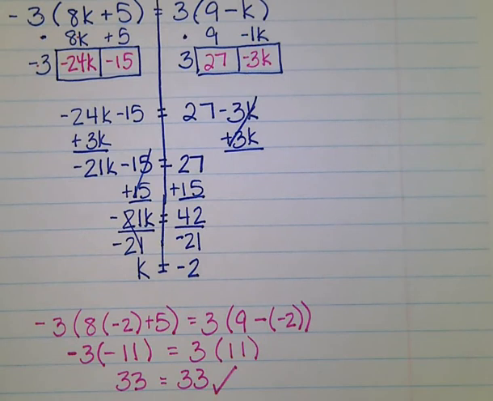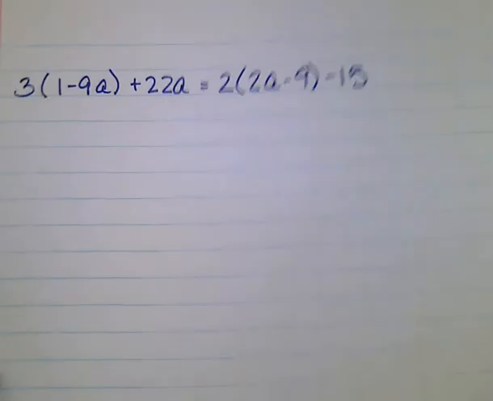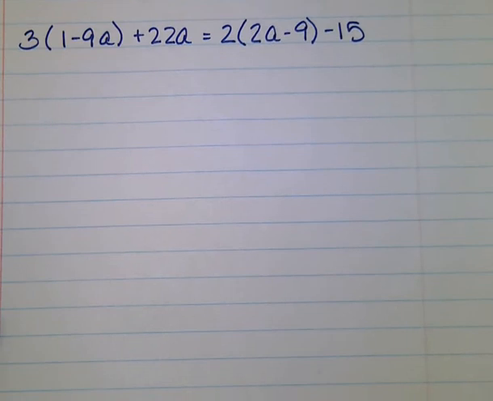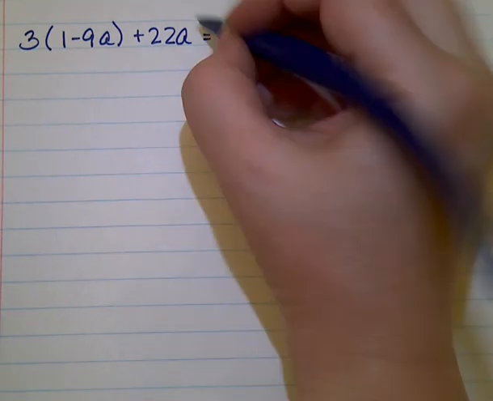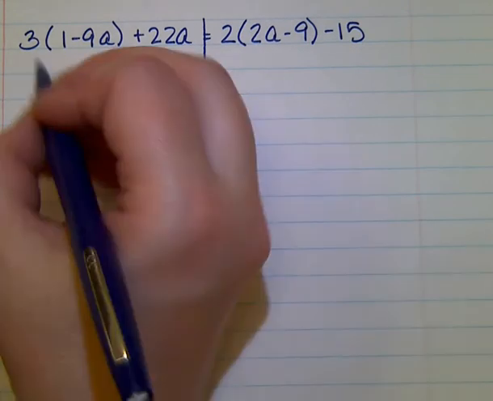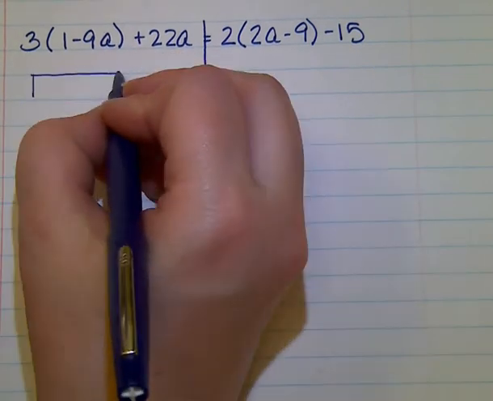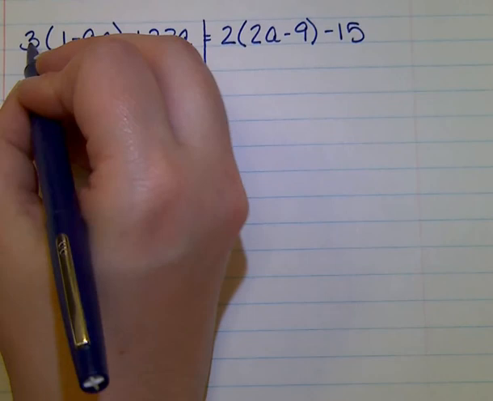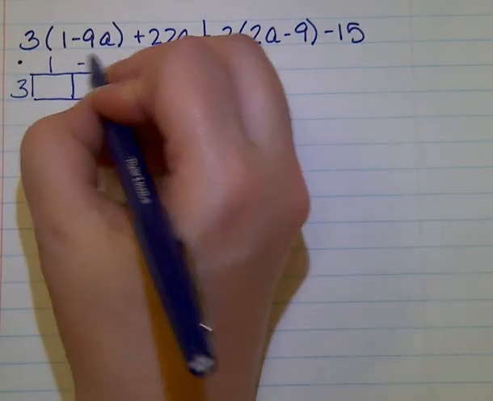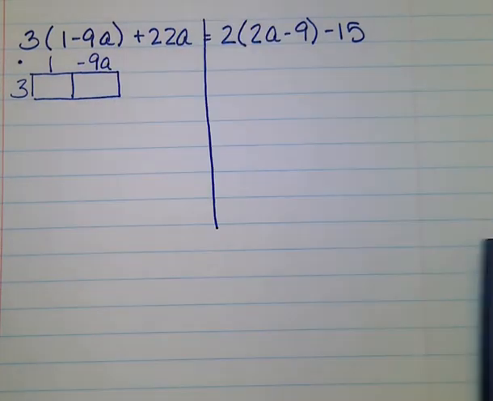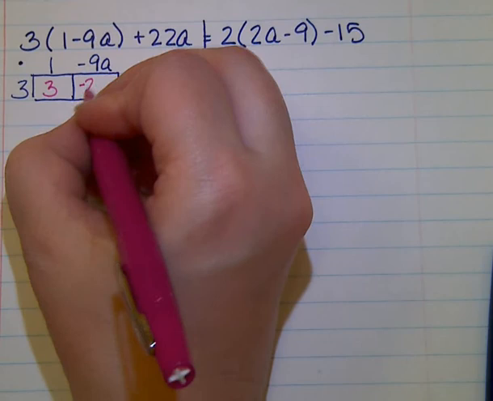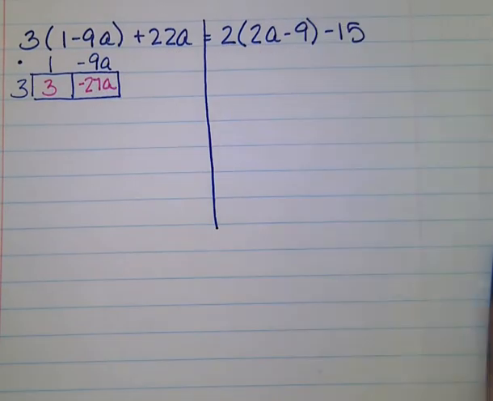Let's try one more. Okay, this is as complicated as we're going to see. Let's draw our line. First step is to distribute. So I'll put my boxes in here. My 3 is touching the parentheses, so it touches the box. 1 minus 9a. 3 times 1 is 3. 3 times a -9a is a -27a, and I take that out.